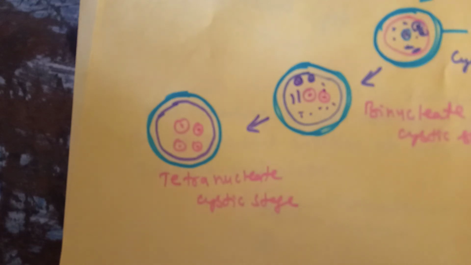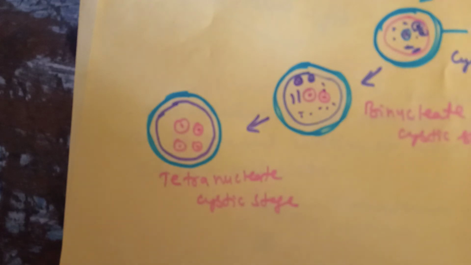So in this time, some mechanical vectors are present in the environment. These mechanical vectors can transfer this tetranucleate cystic stage to our food material. So now this tetranucleate cystic stage infects a new person through contaminated food material, such as fruits and vegetables that are eaten without washing, or roadside food.